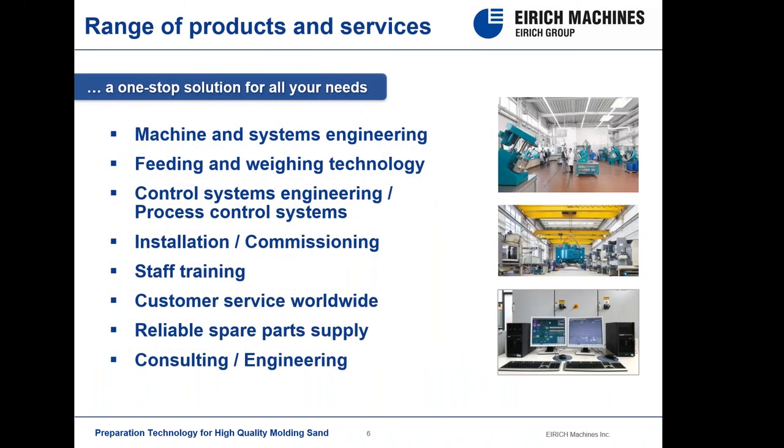What do we do at Eirich Machines? Well, we want to think of ourselves as a one-stop solution for all your needs. We make machines, systems engineering, filling and weighing technology, control systems, and engineering process control systems. We also do the installation and commissioning of our equipment, staff training, and customer service worldwide. We have spare part supply. We also have consulting and engineering on different applications.